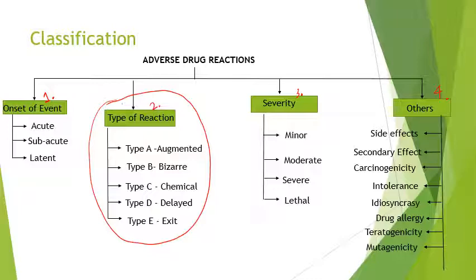Now moving on to carcinogenicity. As the name suggests, it is the capacity of the drug to cause cancer. Now chemical carcinogenesis generally takes at least 10 to 40 years to develop.